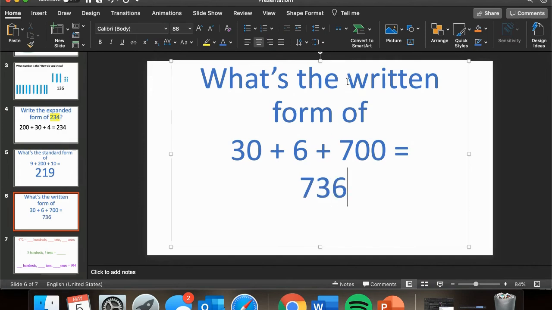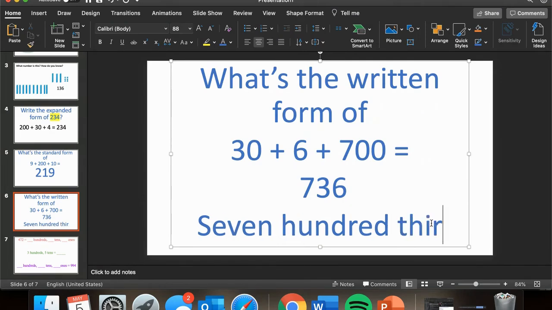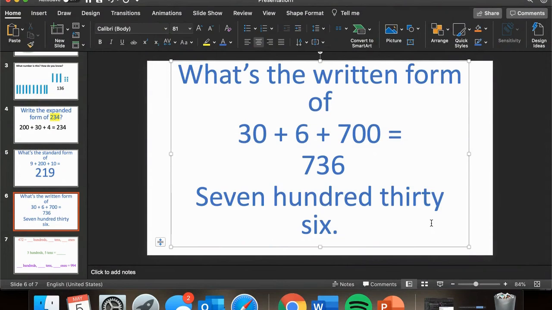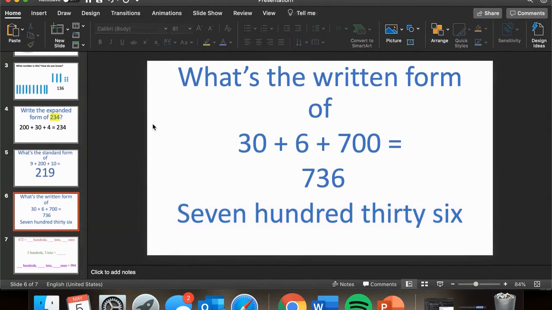But the question is asking us to put it in written form. Okay, so let's write it out in written form. So we write 7 what? Hundreds. So 700. And what's this? 7. How would you say that number? Would you say 736? No, you would say, how do you say it? You would say seven hundred thirty-six. Okay, that number is seven hundred thirty-six. So there we have it in written form. Okay, guys? Good work. Now let's do some more.